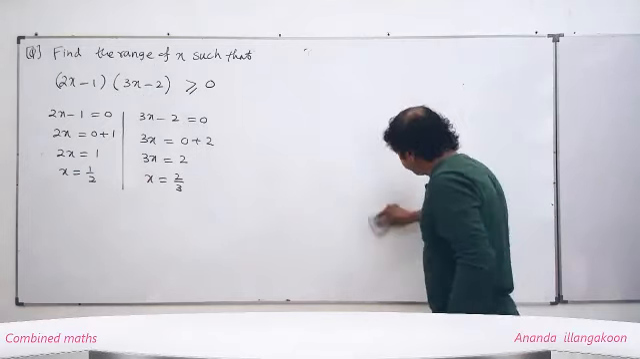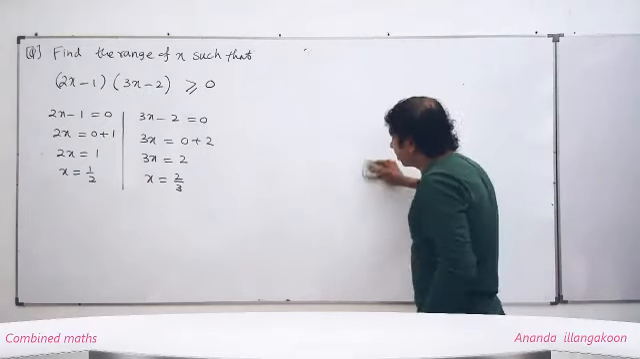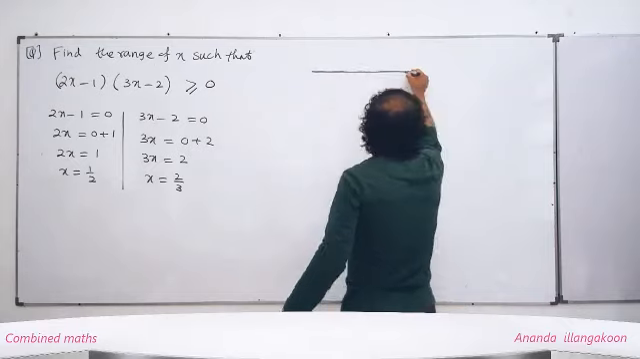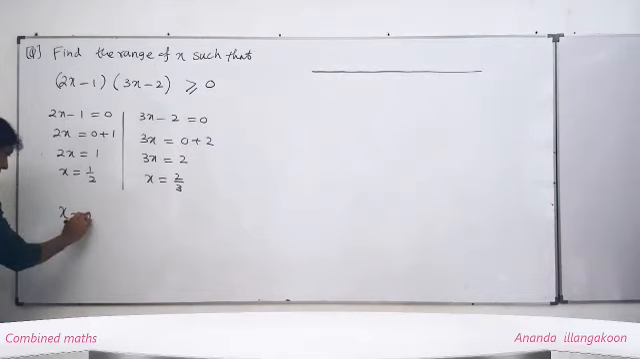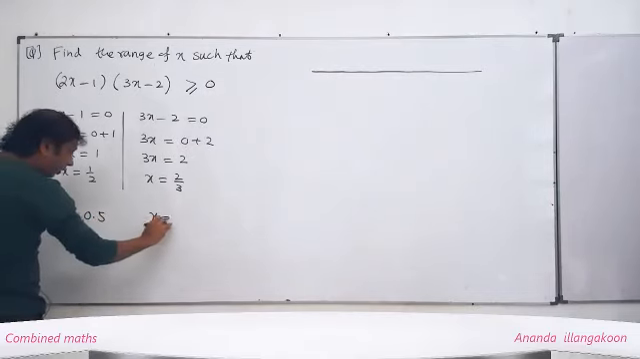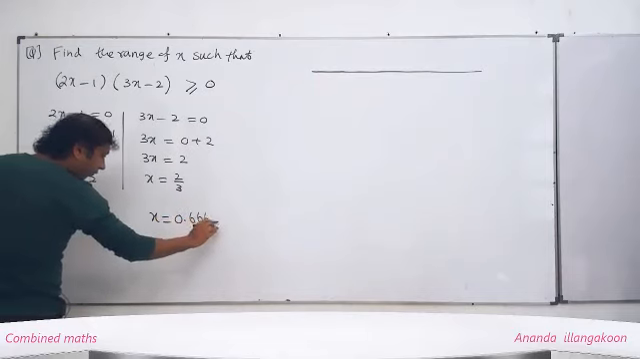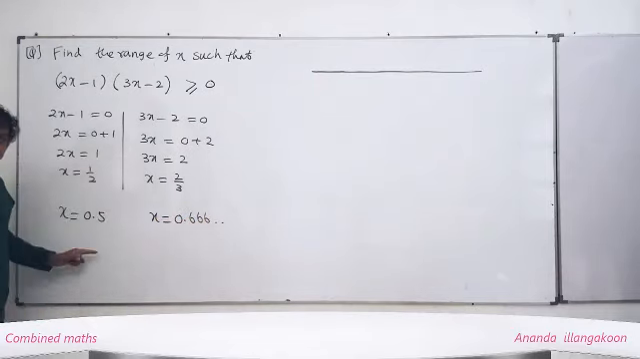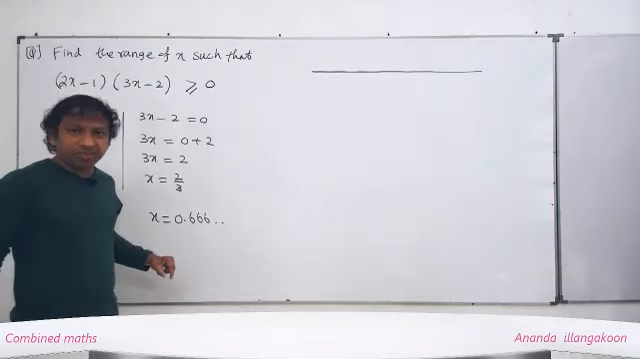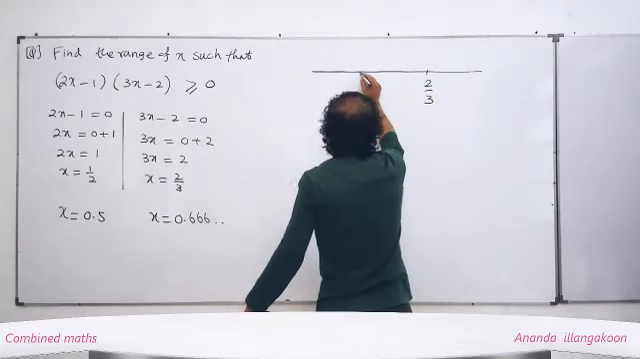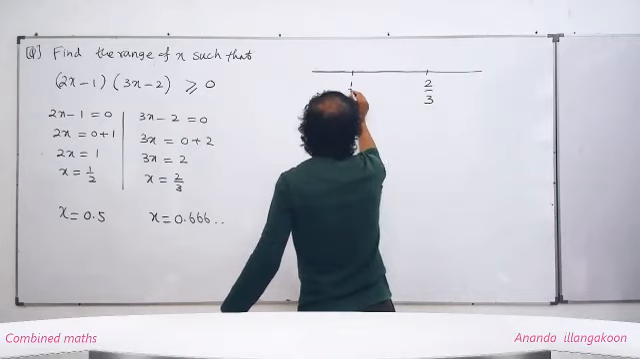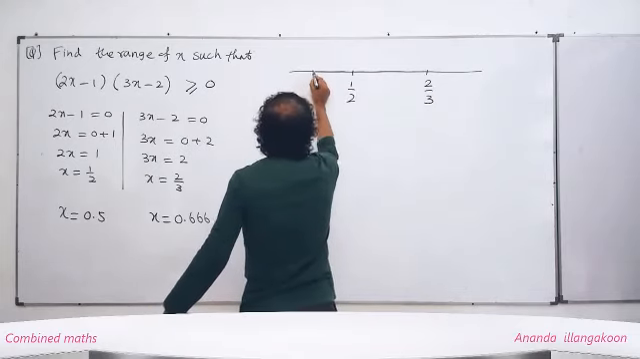Right, people. We have now marked this half and 2/3 on the number line. People, half means 0.5. 2/3 is 0.666. You can now very easily see which is bigger. 0.5 and 0.6, 0.6 is bigger. Then 2/3 is on the right, half here. Then 0 is in this interval.